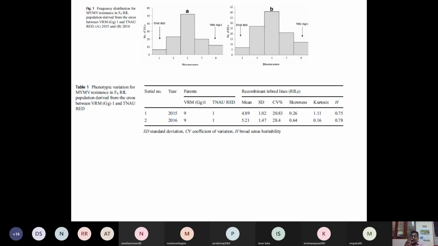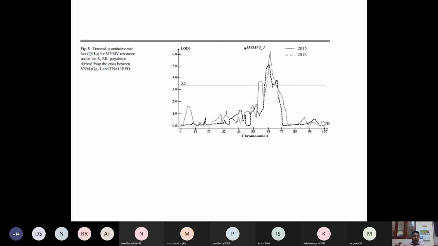So this is both season data. Both seasons came out almost the same, most of the traits, especially the mung bean yellow mosaic virus trait. Then, when you look at the phenotypic variance, again you have to look at how much CV there is, what the mean value is, the skewness, the cutoff. So you have to check all statistical parameters to see whether the population has the required variability.